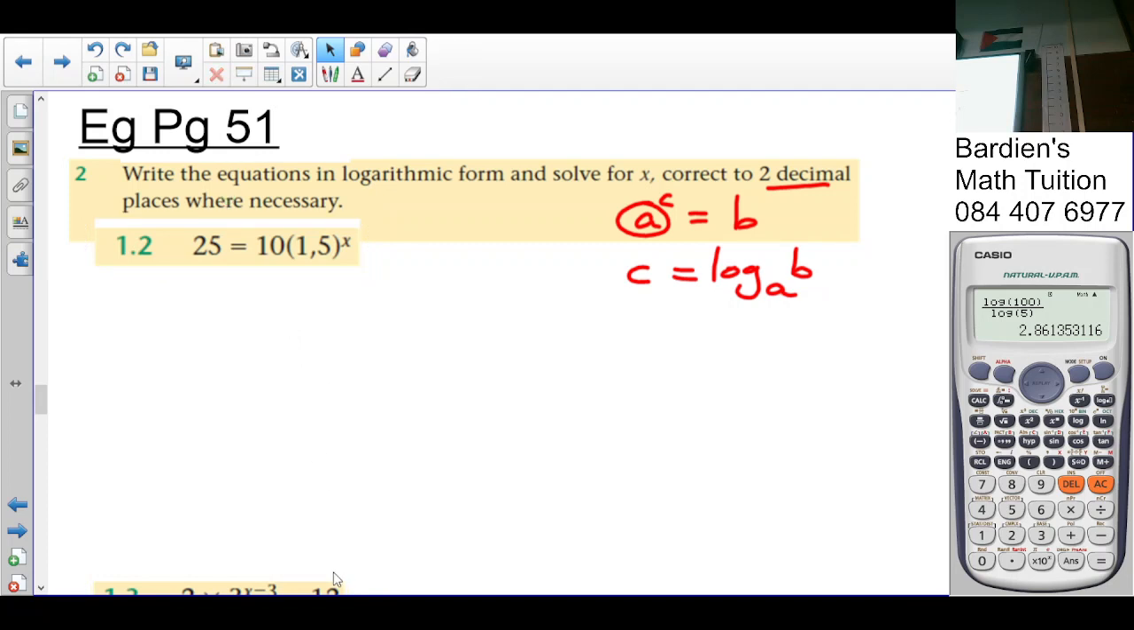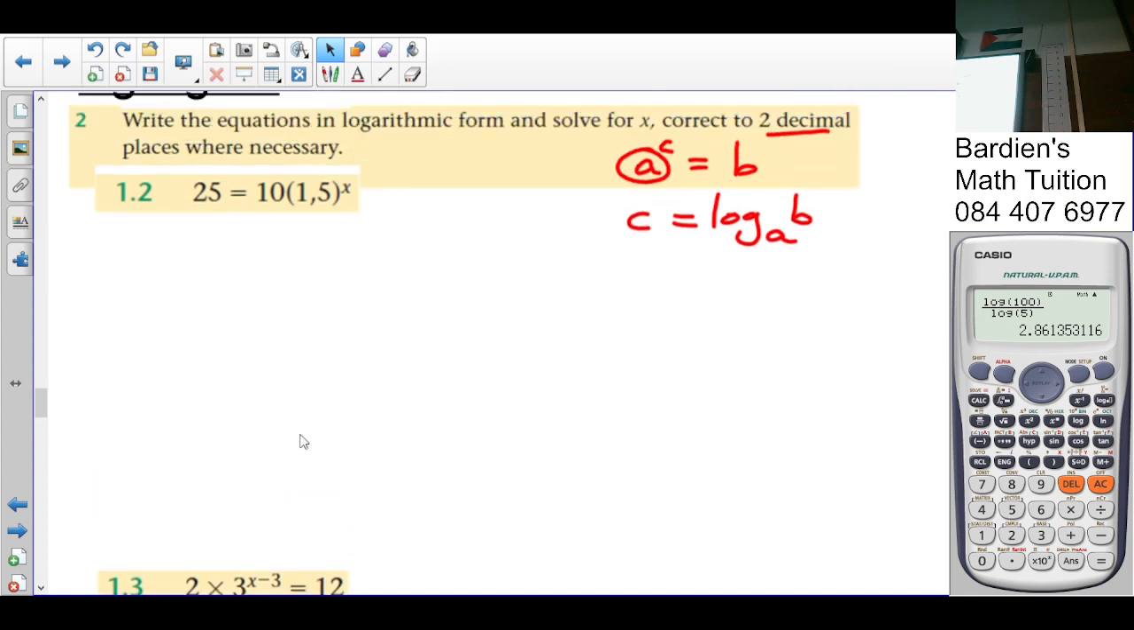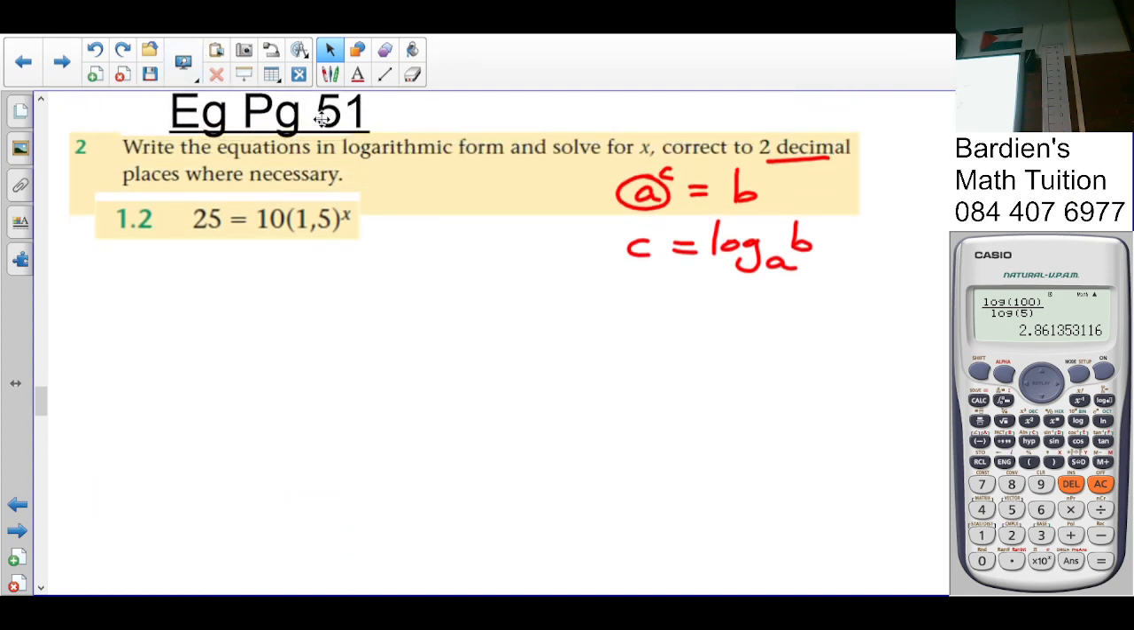Question 1.2. In question 1.2 now, we have 25 is equal to 10 times 1.5 to the exponent x. So you could have introduced logs immediately. I'll do both ways, but I'm going to do the easier way first, which I think is the easier way. You can decide once you have seen both methods which way is easier.